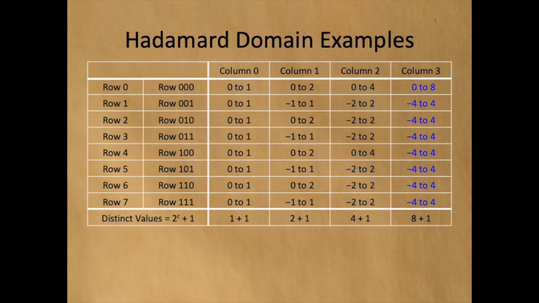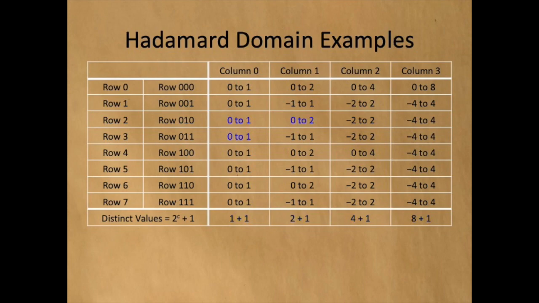In column 3, 1/8 of the nodes have a Hadamard domain from 0 to 8, and 7/8 of the nodes have Hadamard domains from minus 4 to 4. Note that the number of distinct values in every node in a column is always the same. It is 2 to the c plus 1, where c is the column number.